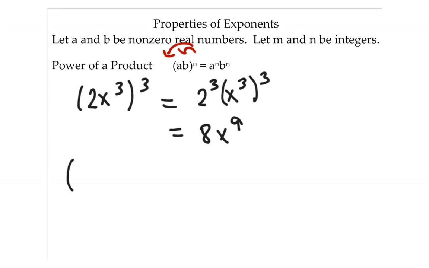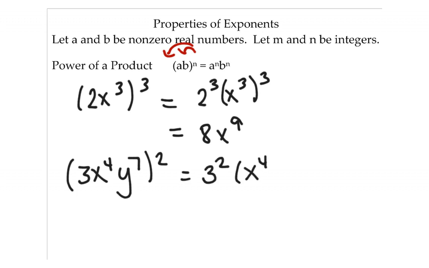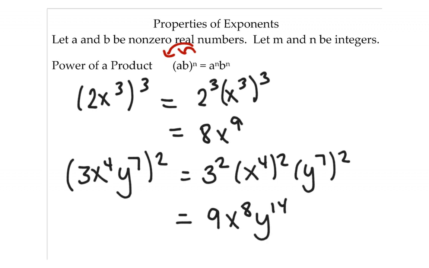So if we take this a little bit further and say we have 3x to the 4th y to the 7th, and we square it, we're going to take the 3 and square it. We're going to take the x to the 4th and square it. We're going to take the y to the 7th and square it. Again, we don't normally write this step out, but I want you to understand where the answer comes from. The answer I would get is 9x to the 8th, y to the 14th.